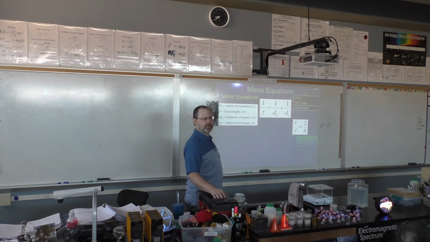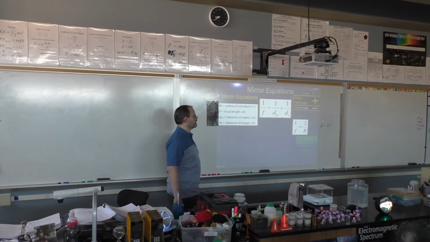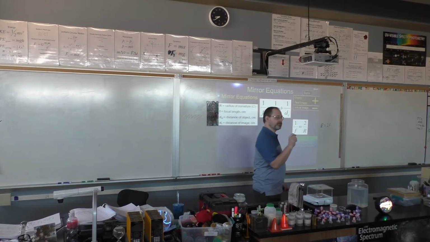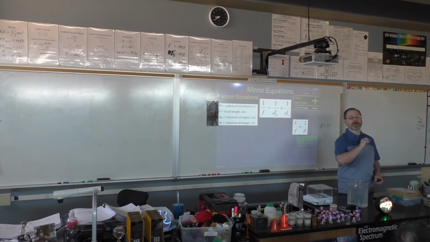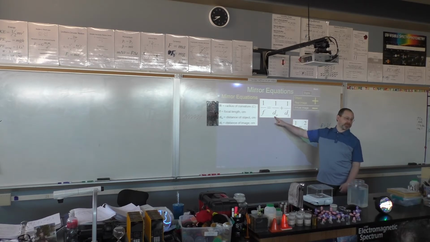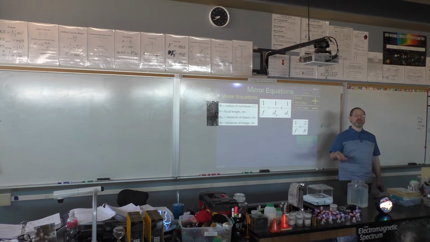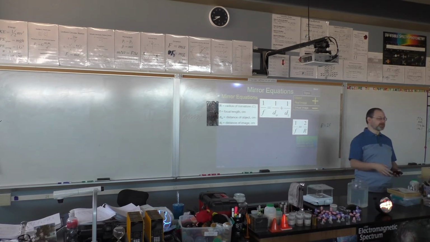All right. How we doing? Okay. Now, signs are important. Positives and negatives. Real images get a positive, virtual images get a negative. So if it's a real image, it's going to have a positive di, and all objects are real no matter what. Do is always positive, because objects are always real no matter what. Di may be positive or negative depending on if it's a virtual image or a real image.